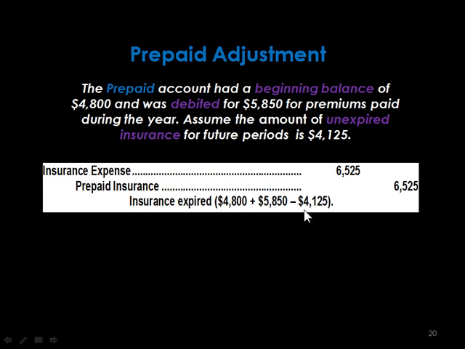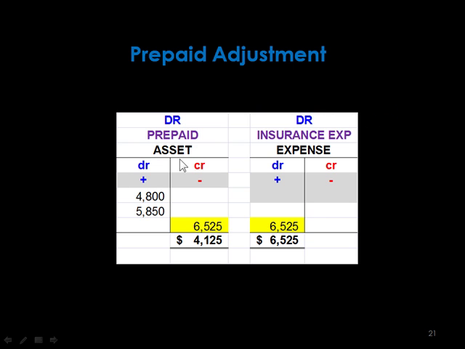So this example would be like you have an annual auto policy and it goes, say, from September 1 to August 31. So you pay the whole year up front and then you have to expense the part that is used on a regular basis. Looking at it in a T account, the same kind of thing. There's your beginning balance of $4,800 plus another year that you paid for, and they're telling you at the end of this reporting period there's $41.25 left. The difference, the $65.25, is what was used, so that's your expense.